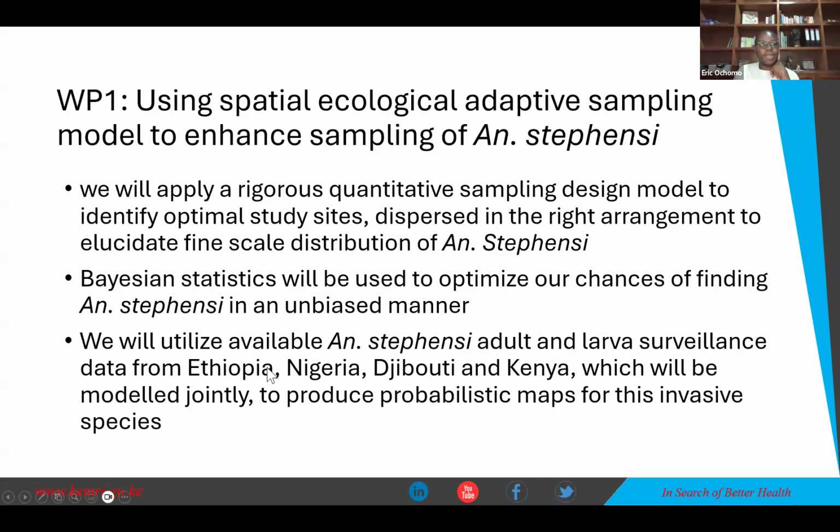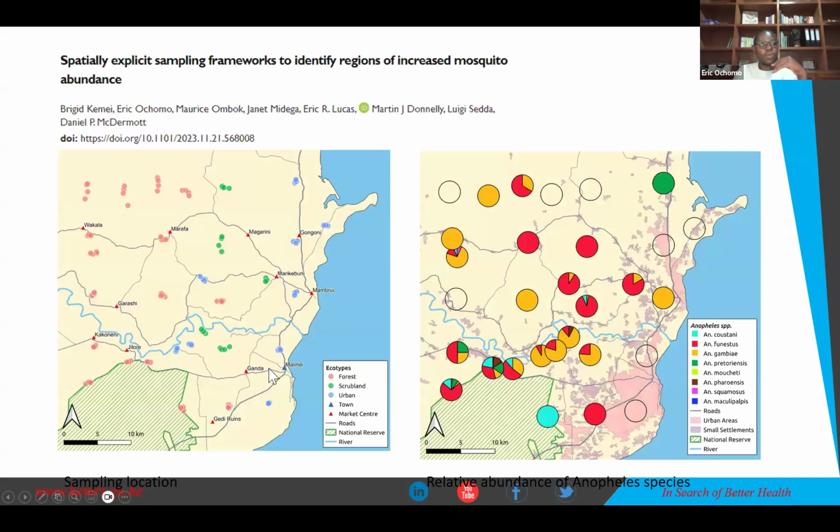And this is supported by the University of Lancaster. I'll just give an example of what we've used this to do before. So this is Malindi in coastal Kenya. We had not done any surveillance in Malindi before.